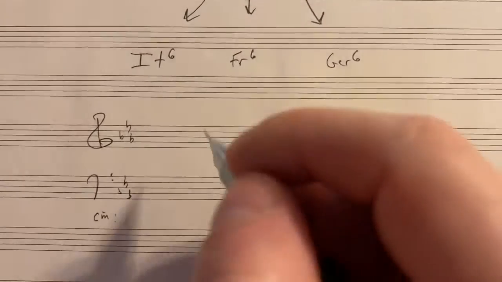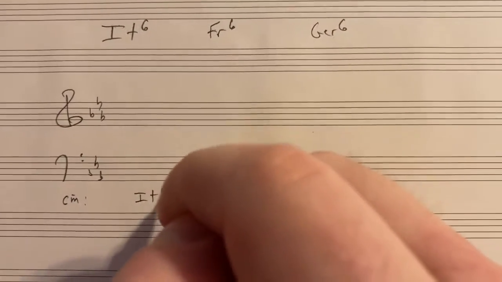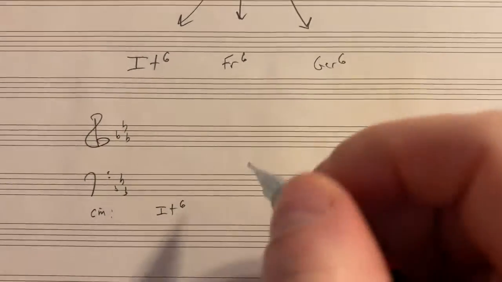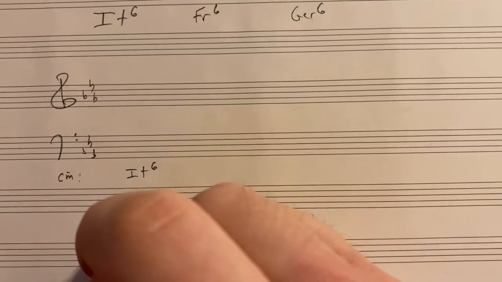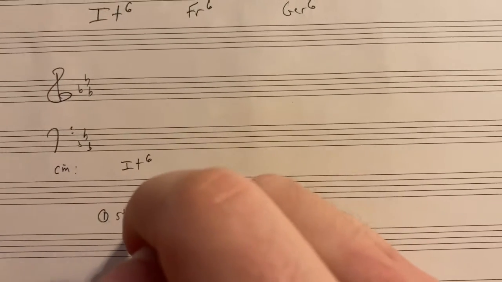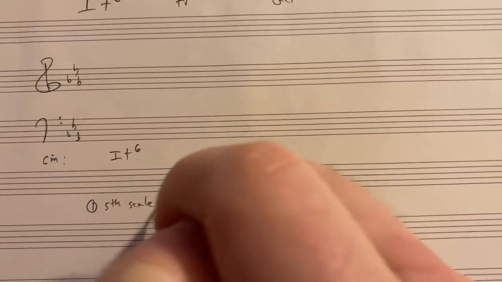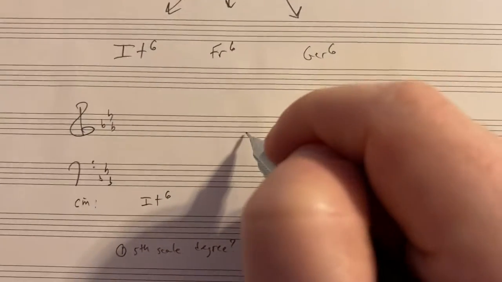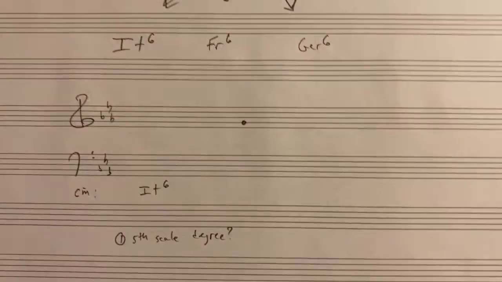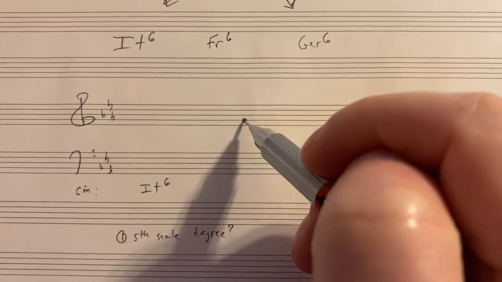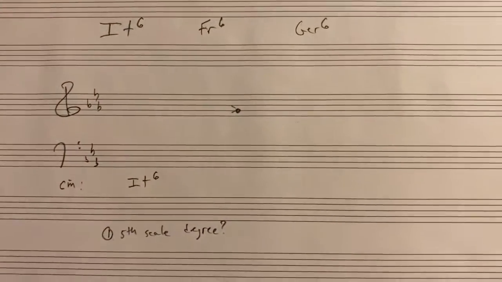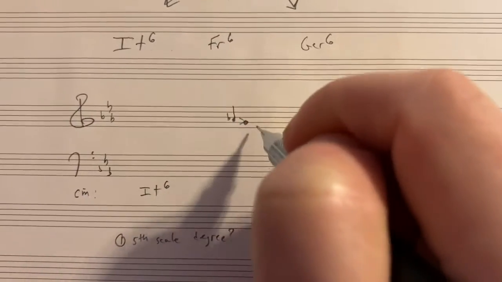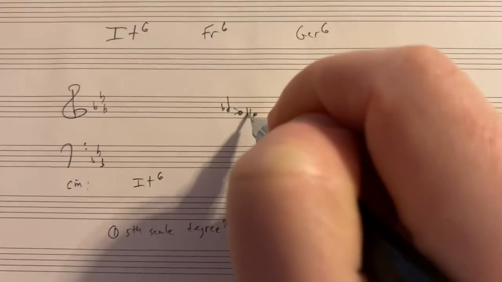We're in C minor, and we're going to start with the Italian 6th. The way I like to start is I like to figure out what the 5th scale degree is. So step 1 is, what's my 5th scale degree in my key? In C minor, it's G. I'm going to write it over here. And then I find the pitches that are on either side of G by a half step. Okay? So right above G would be an A flat. Right below would be an F sharp.